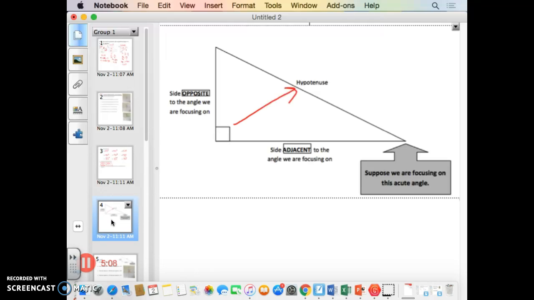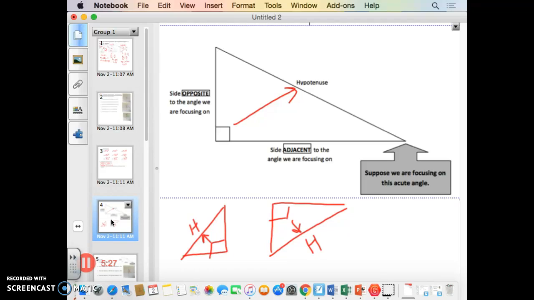Your hypotenuse, it doesn't matter how your triangle is drawn, right? It can be drawn like this. It can be drawn like this. Your hypotenuse is always going to be the side directly across from the right angle. It's always going to be the longest side of your triangle.